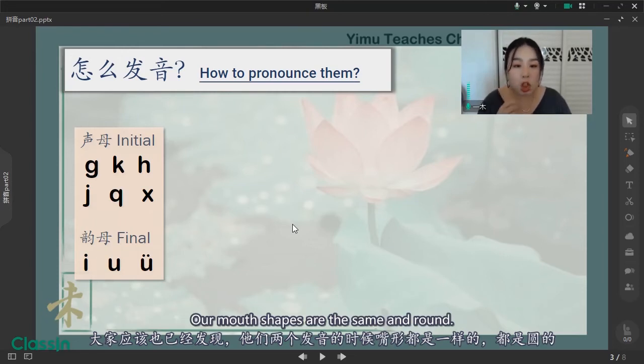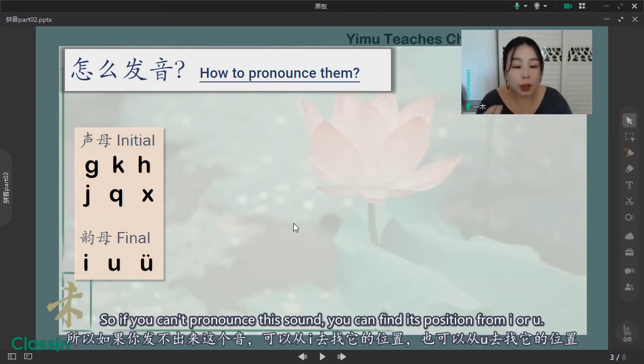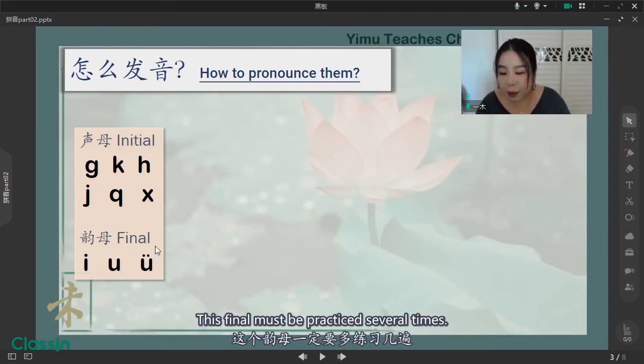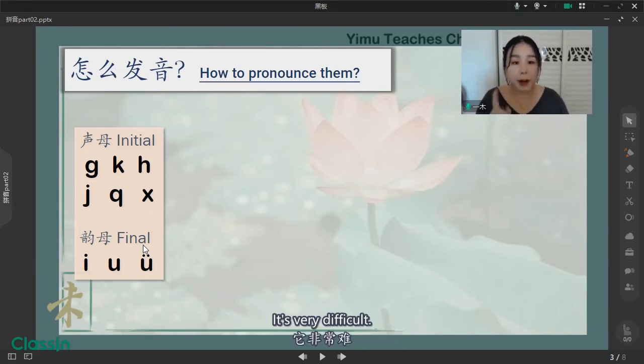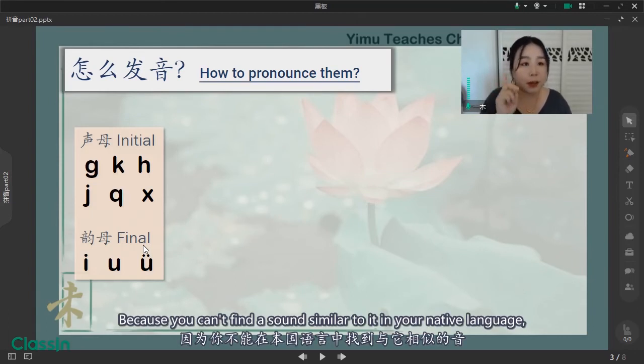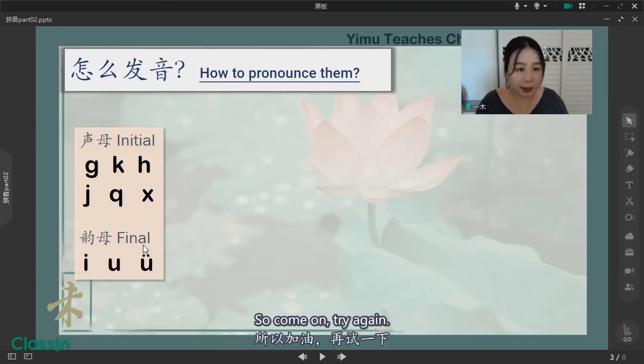the mouth shapes are the same and round. So, if you can't pronounce this sound, you can find its position from E or U. This phoneme must be practiced several times. This sound is the pain of all non-native Chinese learners. It's very difficult because you can't find similar to it in your native language. So come on, try again.